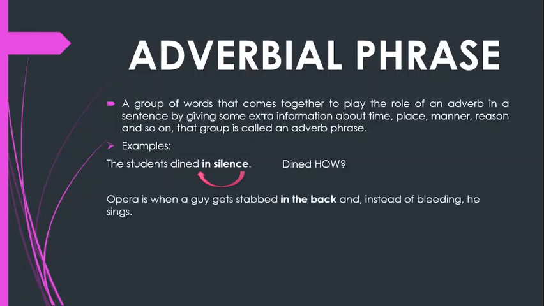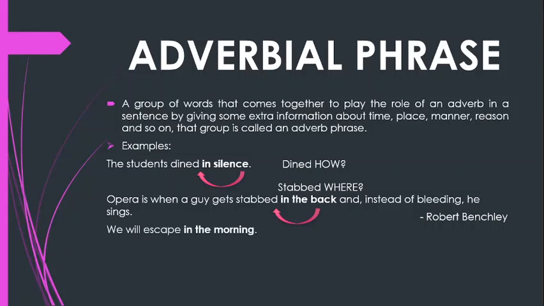Opera is when a guy gets stabbed in the back and instead of bleeding, he sings. Now again, in the back, where does a guy get stabbed? The answer is in the back. So it tells us about the place, stabbed where. So again, we're questioning the verb with where and we're getting the answer in the back, and therefore we can be certain that in the back is an adverbial phrase. An adverbial phrase of place. It tells us about the place.